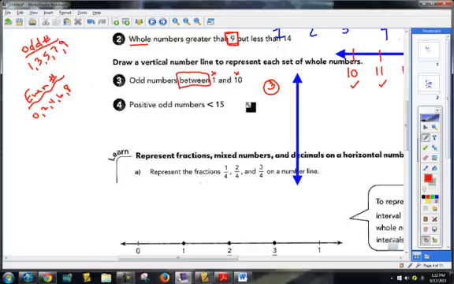So what is the first odd number between 1 and 10, or the smallest one? I hope you're all saying 3, because 2 wouldn't count because 2 is an even number. So 3 would be the first number. Notice I'm putting the smallest number at the bottom. Now I'm going to go to 5. Now I'm going to go to 7. And finally I'm going to go to 9.